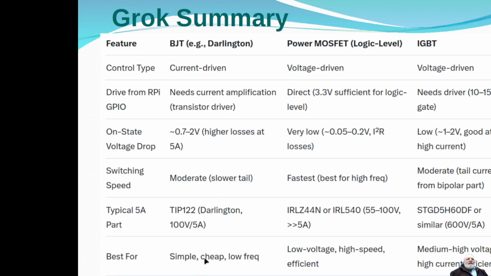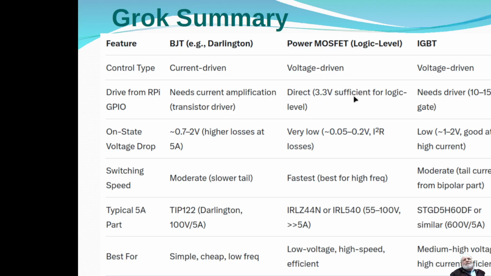All right, but they're relatively simple and cheap to use, but they only work at lower frequencies also, basically due to that tail, hard to shut them off. Okay. We have the power MOSFETs. Those were the first circuits we looked at. They are driven by a voltage. So 3.3 volts is sufficient to get a lot of them to work.